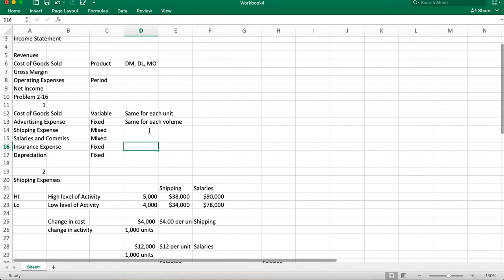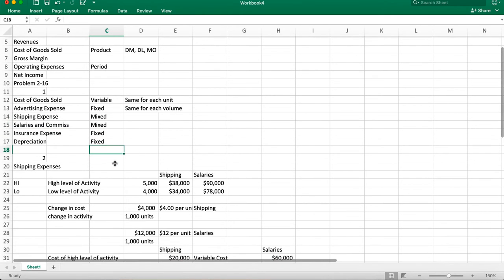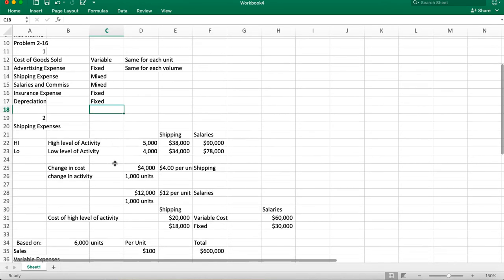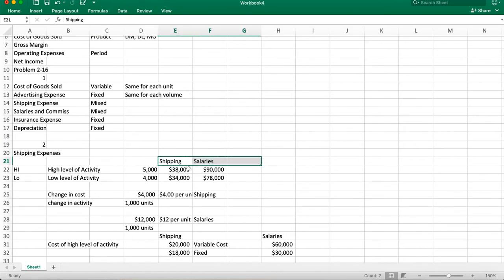So what I'm interested in is taking these two numbers and figuring out how much of that mixed cost is variable and how much of it is fixed. Because I need to do that so that I can do a contribution margin income statement, which will help me make decisions. So I'm going to come down here and I'm going to do what we call the high-low method. And in this, I'm going to take my high level of activity and my low level of activity for my mixed expenses, shipping and salaries.